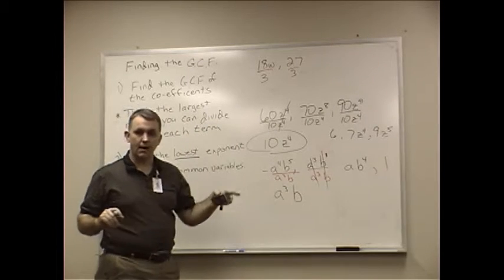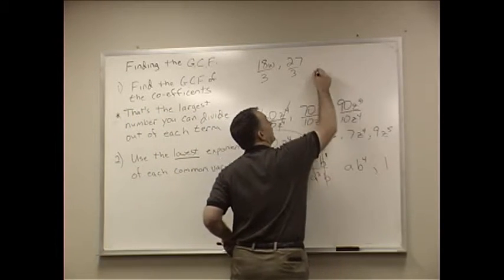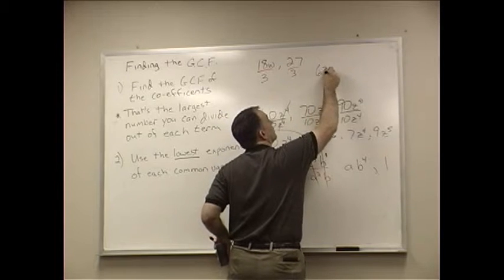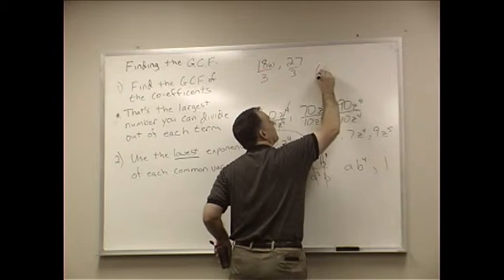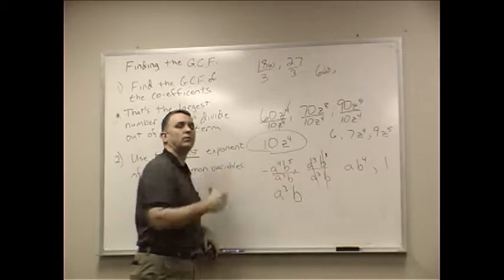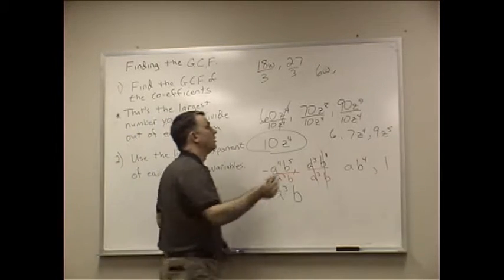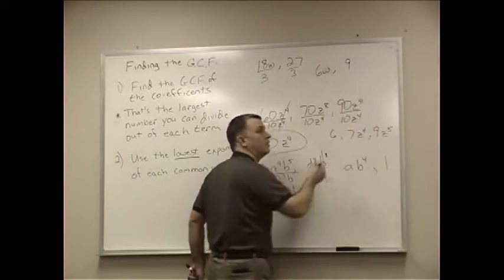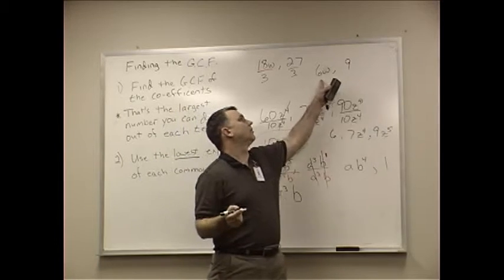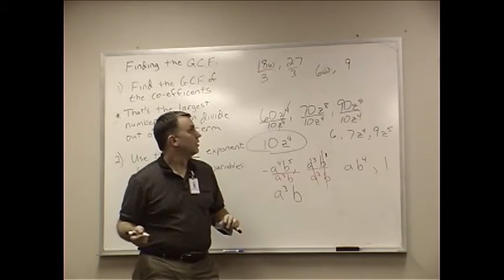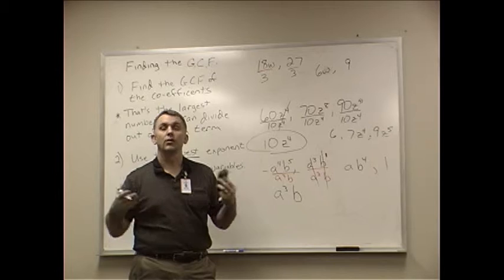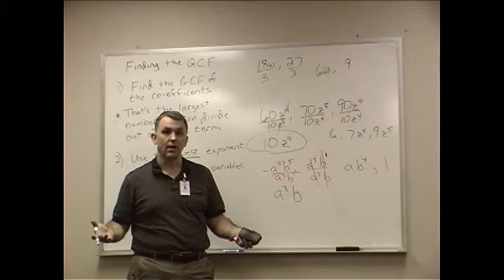What is 18 divided by 3? That would be 6, and the W would follow. And what's 27 divided by 3? 27 divided by 3 is 9. Now examine these. 6 and 9, there's still more you can divide out, isn't there?